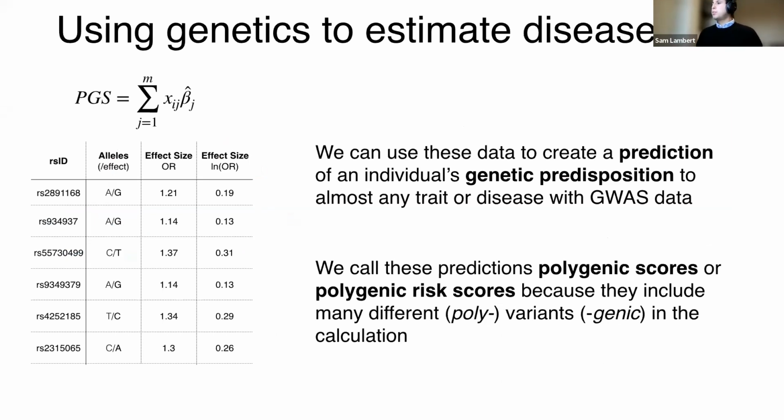And so we call these predictions made with genetics polygenic scores or polygenic risk scores, because they predict your risk of a disease, or they predict some trait using genetics. And the poly comes from the fact that there are lots of different variants that we include in these scores. So they can include maybe hundreds to millions of different variants that are associated with disease. And the genic part comes because we're using genes and variants, so the genic variation.